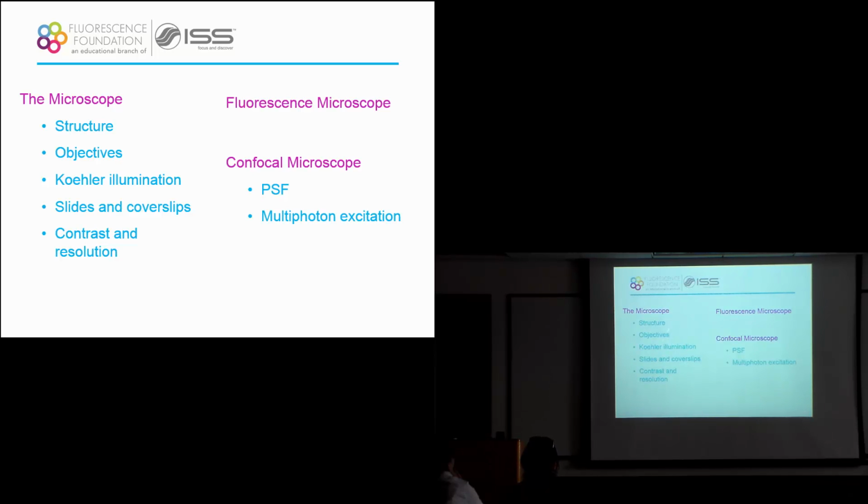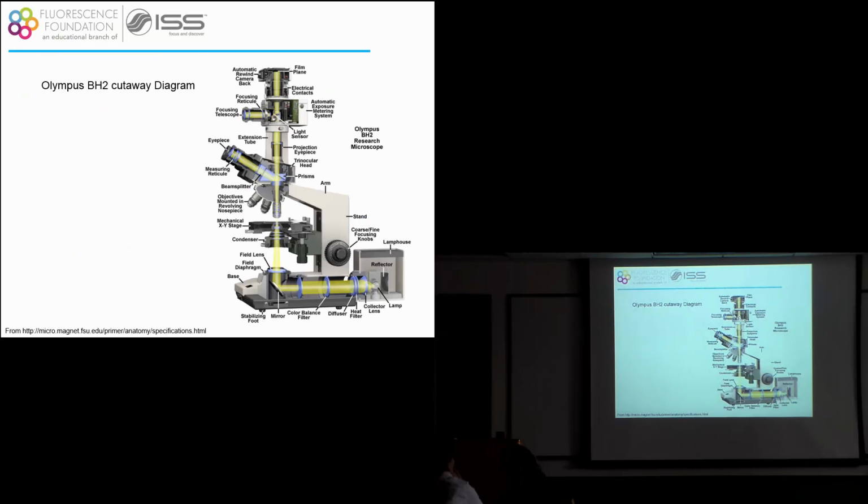So we will touch a little bit on the structure, the objectives, the illumination, and then again we will move to fluorescence microscope and confocal microscopy. This is a picture of a microscope that is actually sold by Olympus, or used to be sold. And it's a fairly complex machine, but it's fairly typical of a microscope.